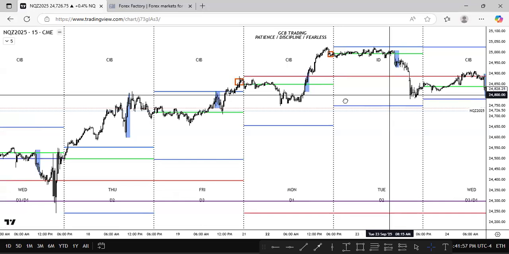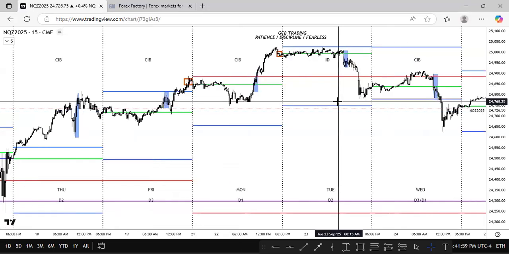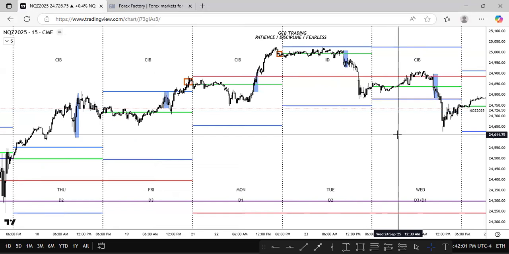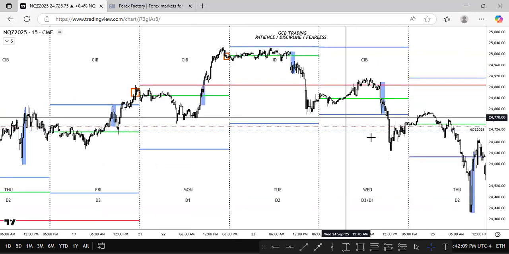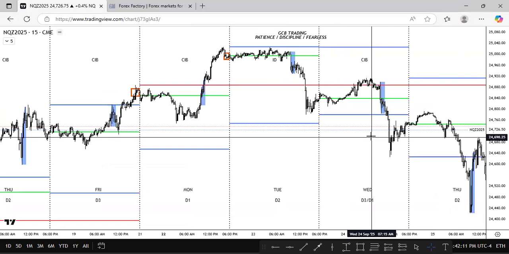Now, when it comes to the inside day signal, it can offer a trend trade or a reversal trade setup. Trend trade or a reversal trade setup. Now, does that mean we would get a setup on the next day?